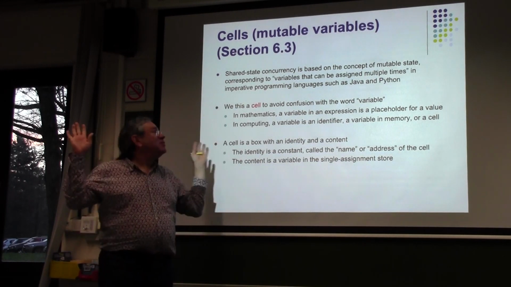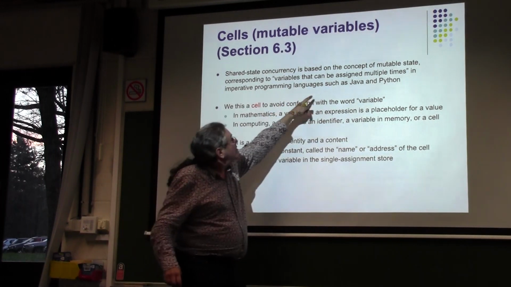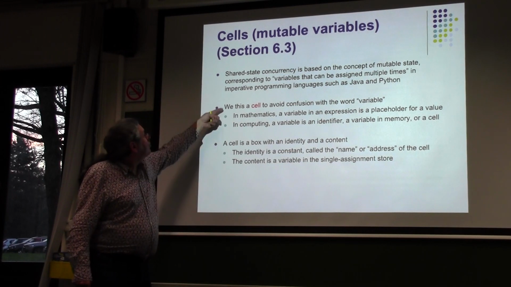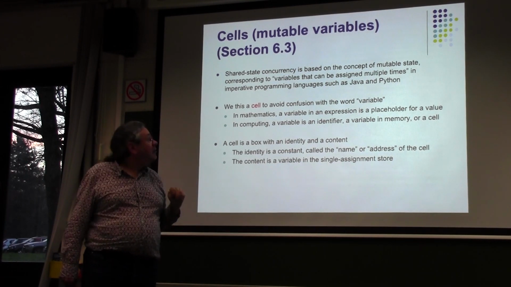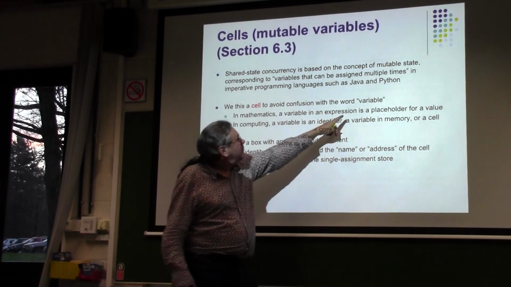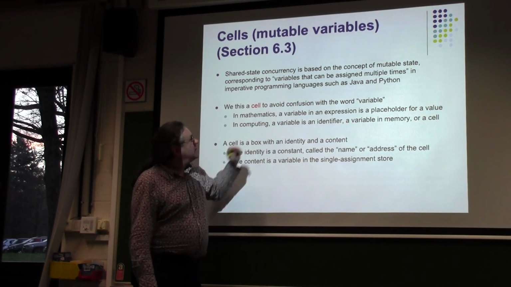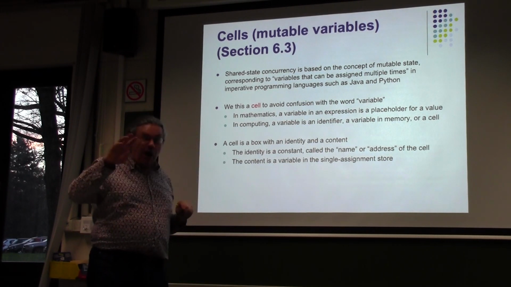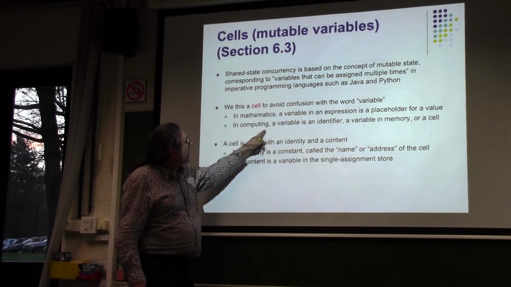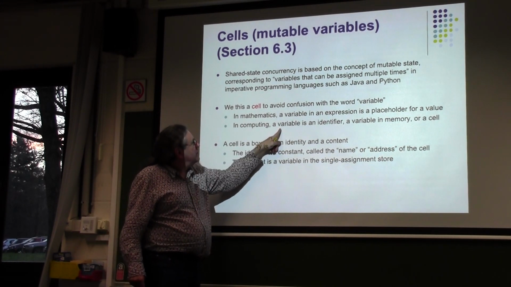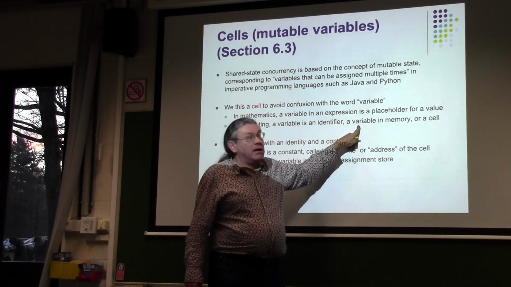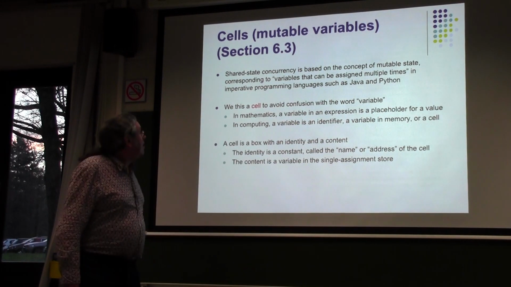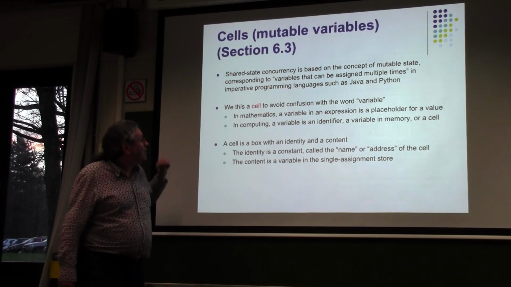This is used a lot, so I'm not going to explain the intuition. Many languages support this, Java, Python, etc. In this course, that concept, we call it a cell, because the word variable is massively overused. In mathematics, a variable is just a placeholder for a value in a mathematical expression. You cannot update it. In computing, well, there's many things that are called variables. It could be the identifier, it could be a variable in memory, or it could be a cell. Okay? So when I say a variable that you can update, I will always call it a cell.